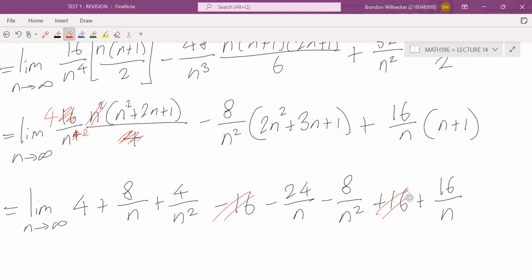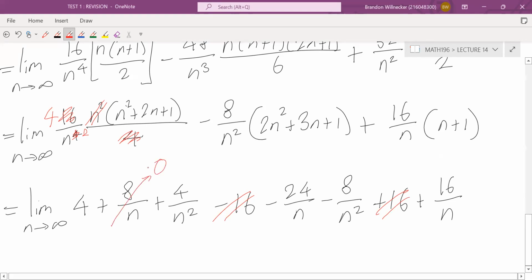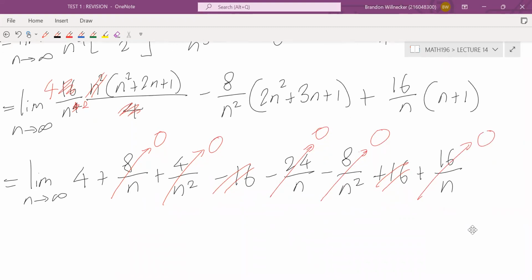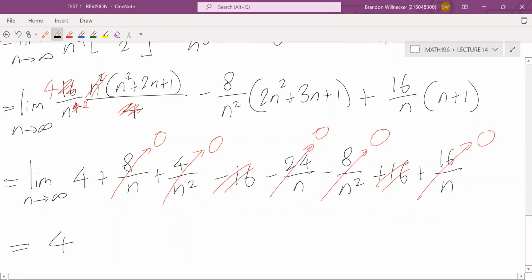And then all of the terms with an n in the bottom, they're going to go to 0 because we're taking the limit. So 8 over n, that goes to 0. 4 over n squared, that goes to 0. Minus 24 over n, that one goes to 0. Minus 8 over n squared, that goes to 0. And lastly, 16 over n, that goes to 0. So everything goes to 0 except the first term. So our answer is 4.